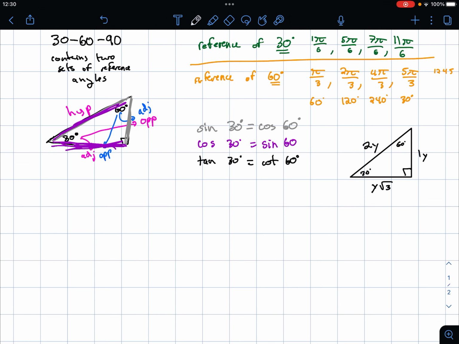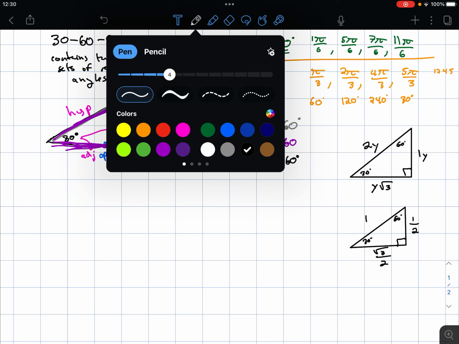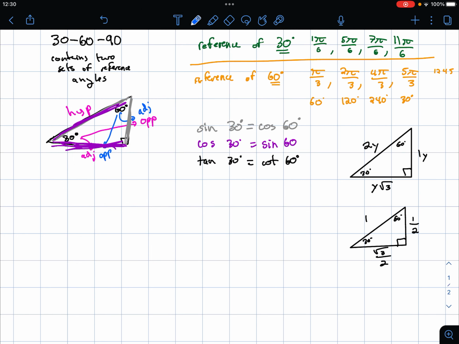However, on the coordinate plane and on the unit circle, we actually have a triangle that's supposed to be a 30, 60, 90, where the ratios are 1, because the hypotenuse is a length of 1. The ratios are the same, but that means this side length opposite 30 has to be 1/2, and the side opposite 60 has to have a length of root 3 over 2. And so from that, we can build out our trig functions.